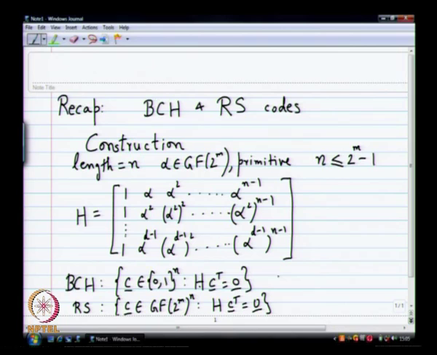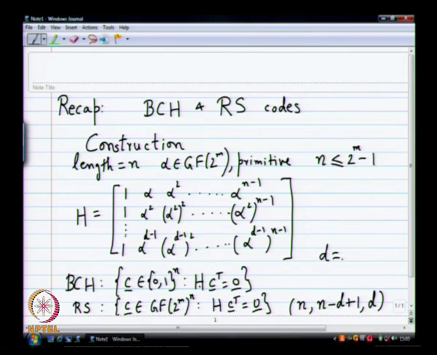So, for RS it is very easy to come up with the parameters: n, and what is k? n minus d plus 1, and then the minimum distance is exactly d, right. So, those were the parameters for the Reed-Solomon code. For the BCH code it is a little bit more difficult, to be very exact, but mostly you can come up with some numbers.